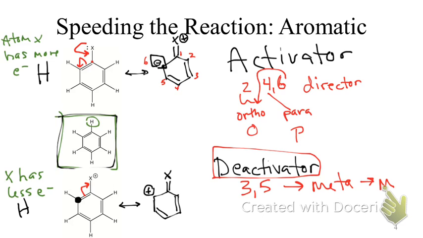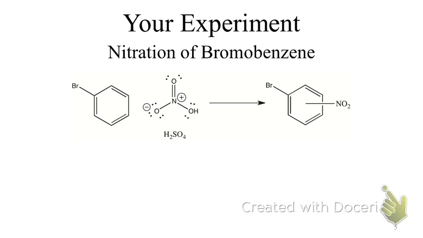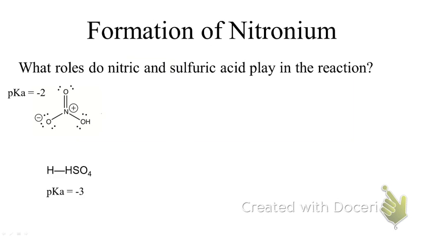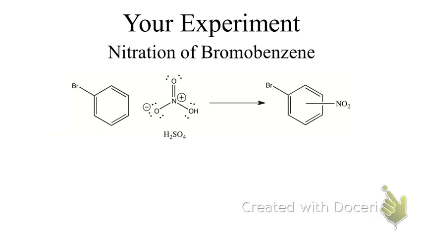Okay. So as far as your experiment goes, you're going to take bromobenzene. You're going to react it with nitric acid and sulfuric acid. In the process of that reaction, you're going to end up putting a nitro group, so an NO2, onto the ring. Okay? You'll notice that that line is going through the middle of the benzene ring, and that's because I'm not telling you where the nitro goes. Part of this experiment is to figure out and predict where you think that nitro group should go.